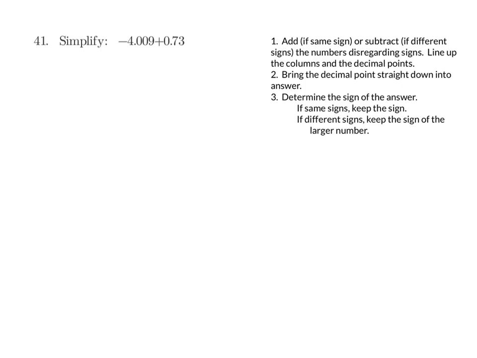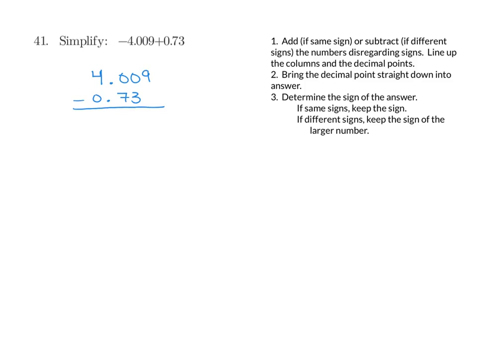So for this problem, we have negative 4.009 plus 0.73. We have different signs, so I want to think subtract. So I'm going to subtract, disregarding the signs. So I'm going to work with 4.009 minus 0.73.